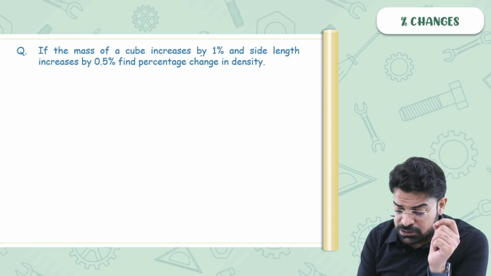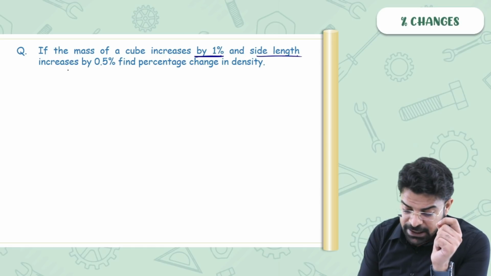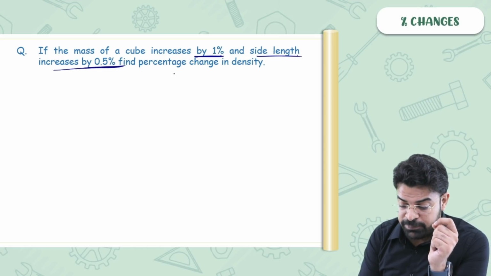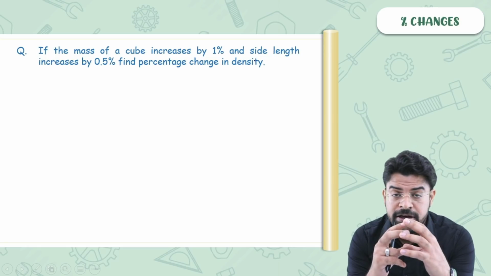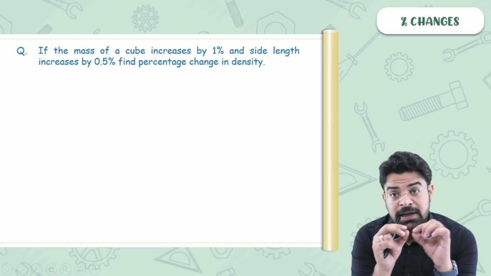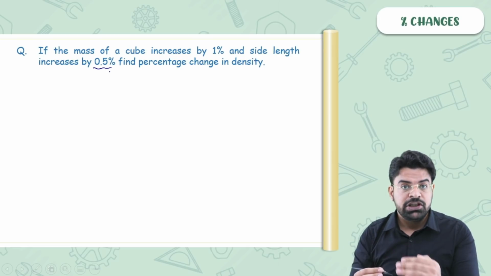If the mass of a cube increases by 1% and side length increases by 0.5%, find the percentage change in density. So the mass of the cube is increasing by 1% and the side length is also increasing, but by 0.5%. What is the percentage change in density?